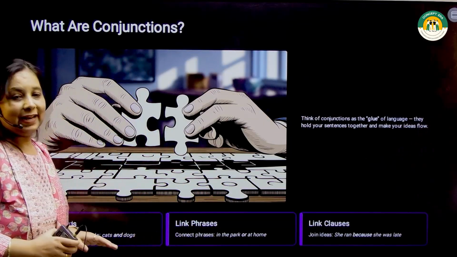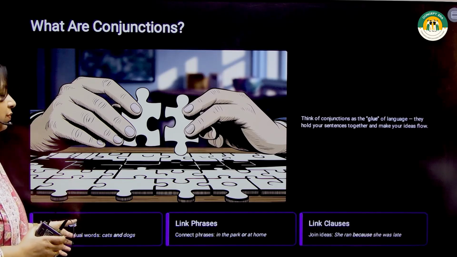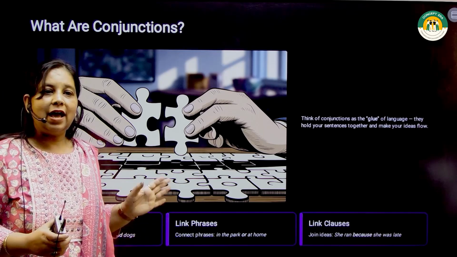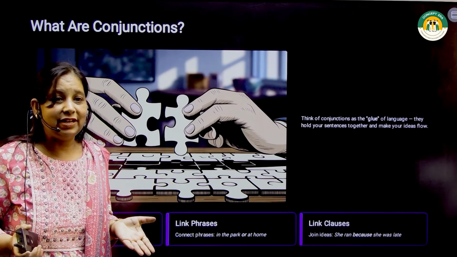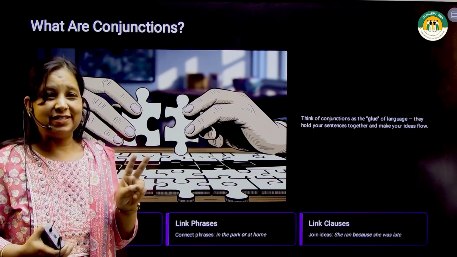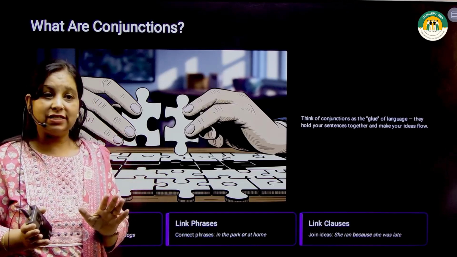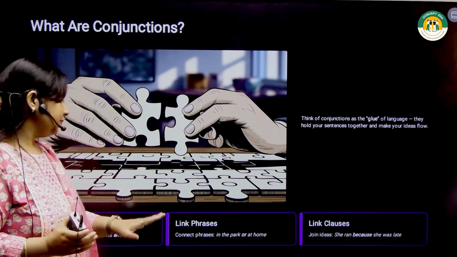So the first one, link words. As you all know, they connect individual words. Like here I'm writing cats and dogs. These are very simple. If we want to connect two things, two persons, two animals, whatever the things, we have to use a conjunction because these are known as joining words.